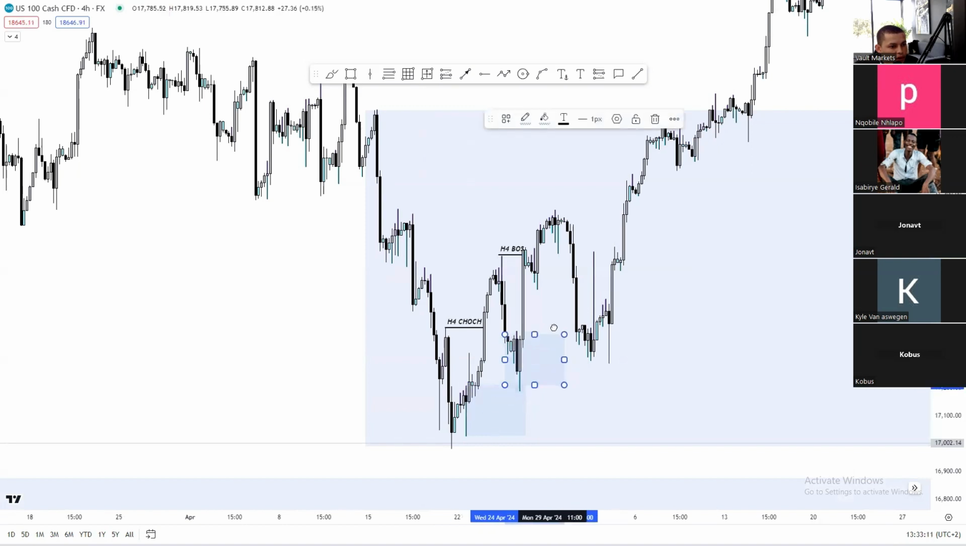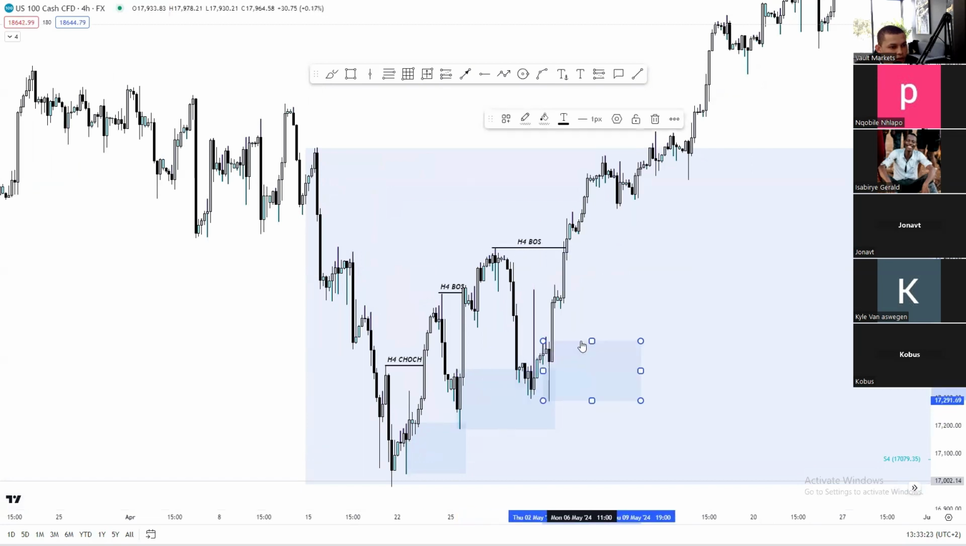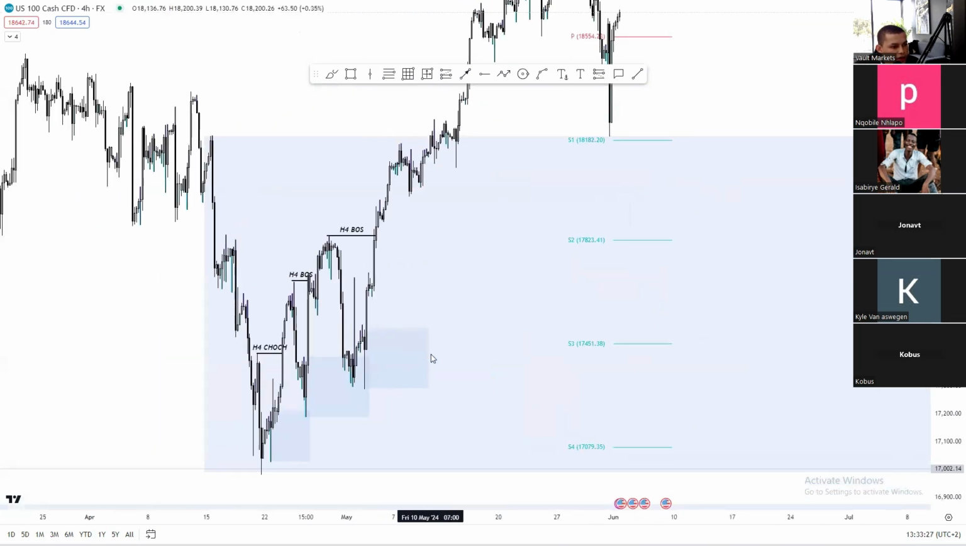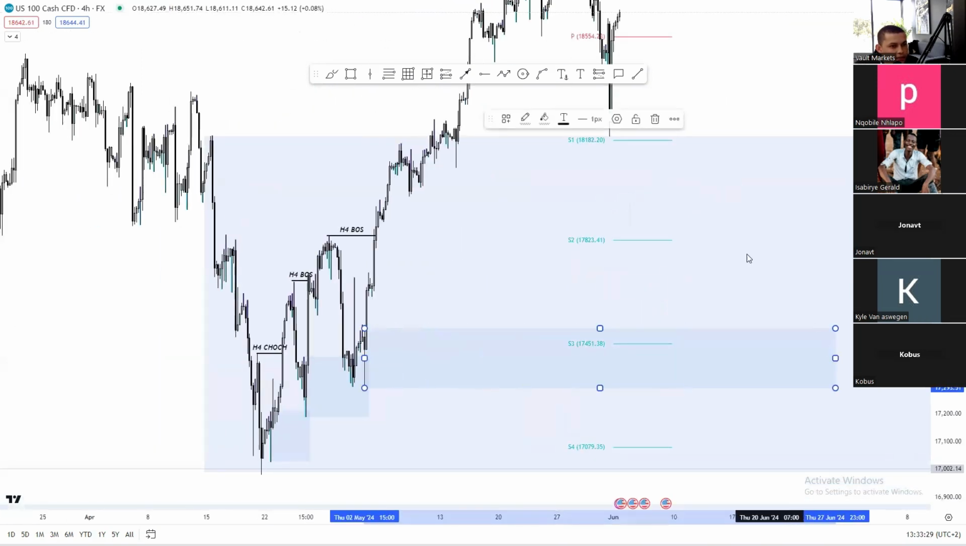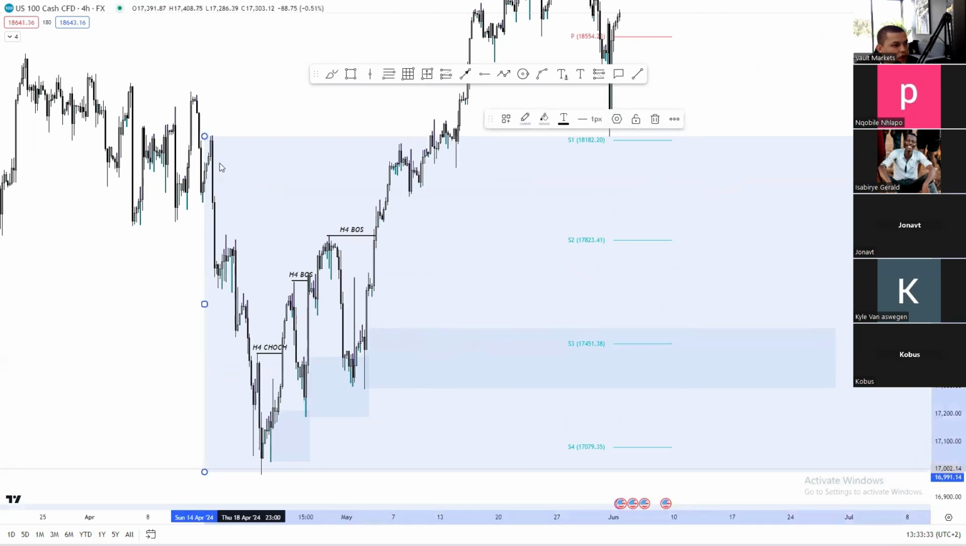We can see new demand was left over here. Price has tapped into that demand zone and now moved to the upside. Here's the next break of structure. Price left us with its demand zone over here. Looking at this, here's a zone that is unmitigated. So very simple. We can now take this massive zone we've marked out and go refine it at this point.